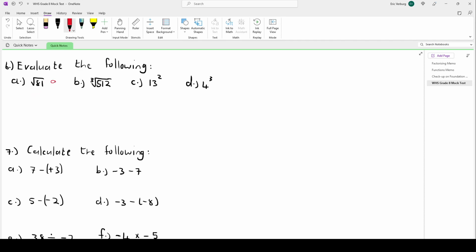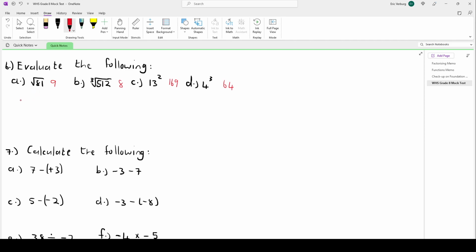So the square root of 81 is 9. The cube root of 512 is 8. 13 squared is 169. And 4 cubed is 64. So that'll be good enough to get your marks. But let's see, how would we get this if we didn't know it? So we can figure out the answers.